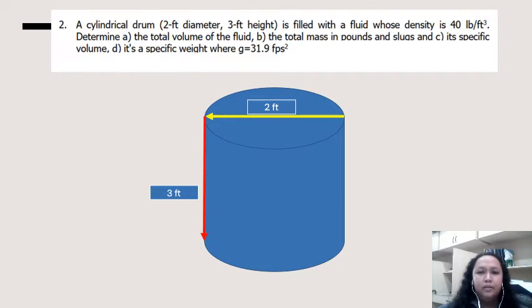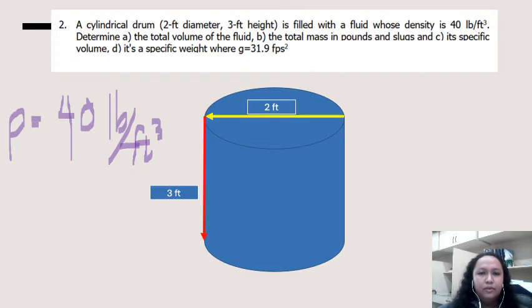Another example. Example na to class ng lahat. So, a cylindrical drum 2 feet in diameter, 3 feet height is filled with a fluid whose density is 40. Given sa atin yung density, ilan daw yan class? 40 pound per cubic feet. Given sa atin yung diameter which is 2 feet and 3 feet. Ang pinapahanap sa atin, total volume of the fluid, the total mass, the specific volume, and the specific weight. Ano yung gagawin natin?